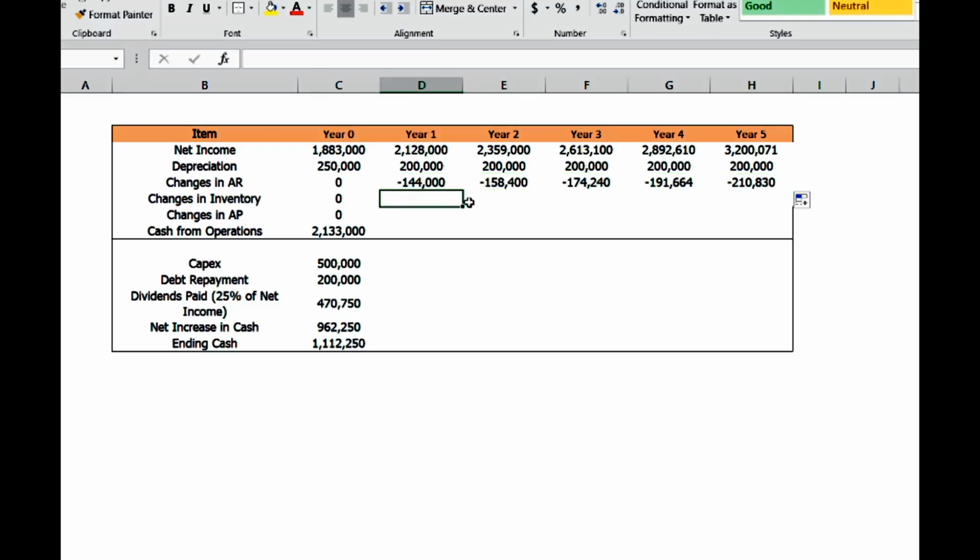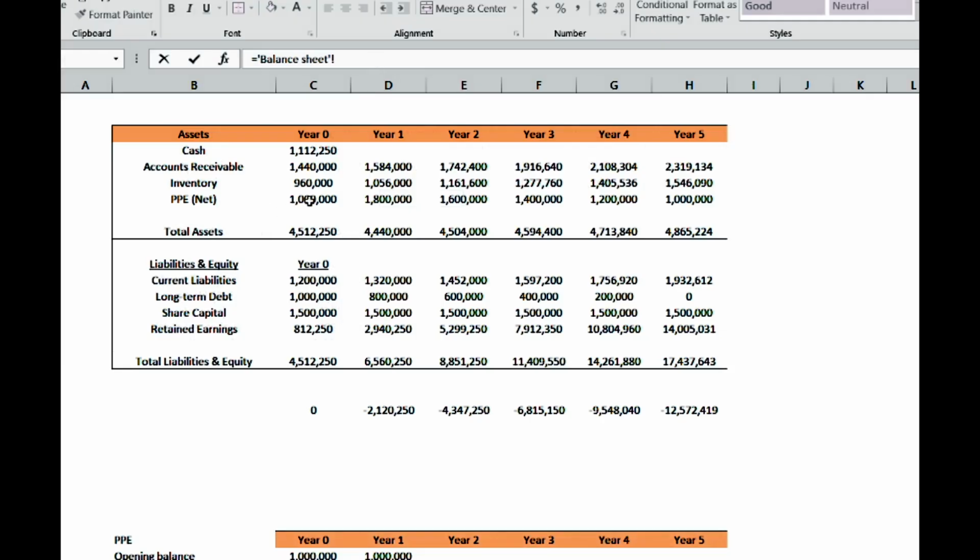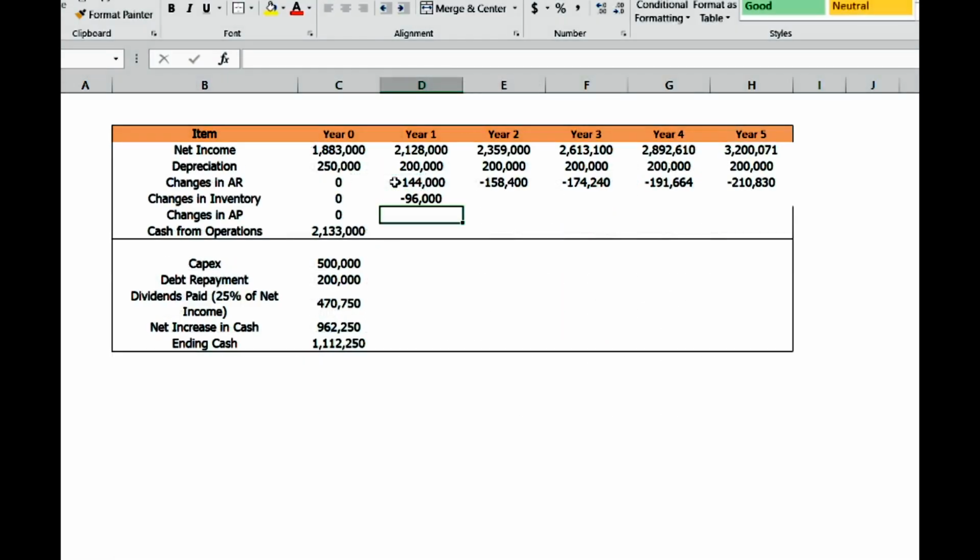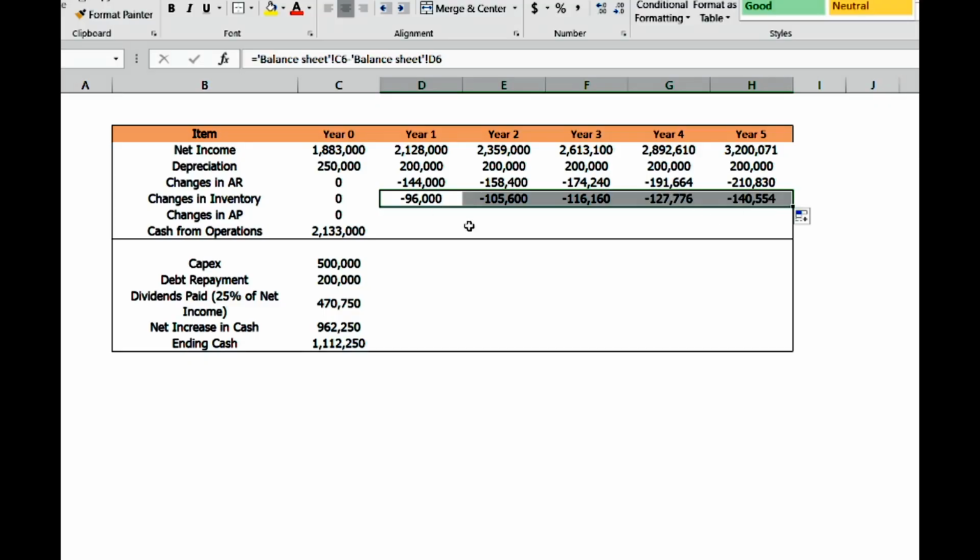Then the changes in the inventory. Again, I'm coming to the balance sheet, just looking at inventory. You see the inventories have increased. Again, the same impact, it is a negative impact in the cash flow statement. So I'm putting the same formula here and applying throughout the period.